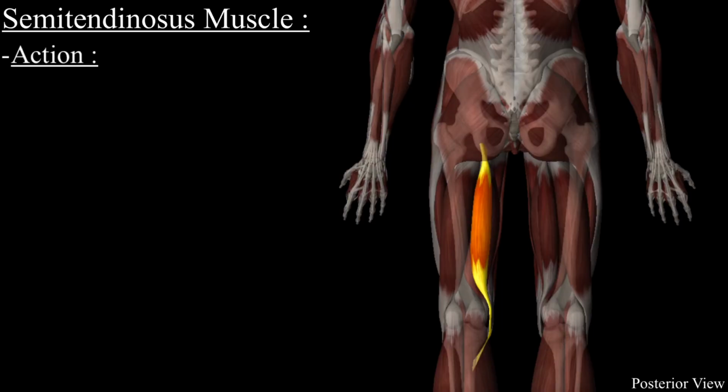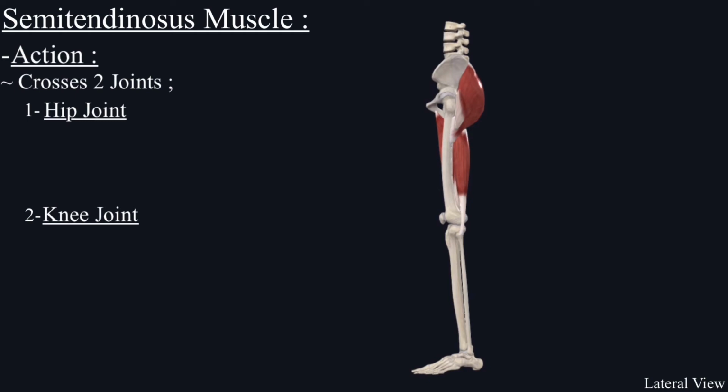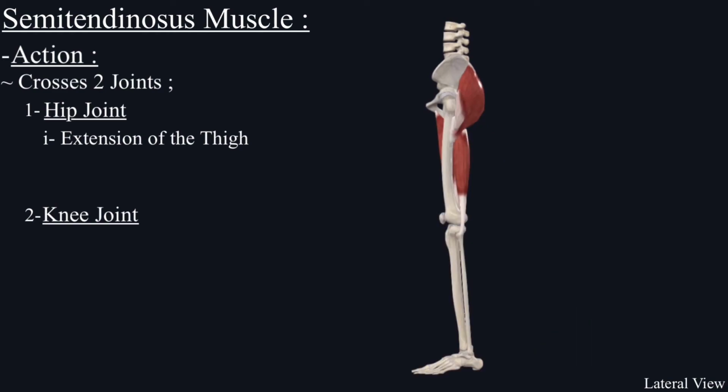Next is the action. Semitendinosus muscle crosses two joints, the hip joint and the knee joint. At the hip joint, it causes extension of the thigh, and it makes sense since this muscle passes posterior to the hip joint. So contraction of this muscle will pull the thigh in this direction.